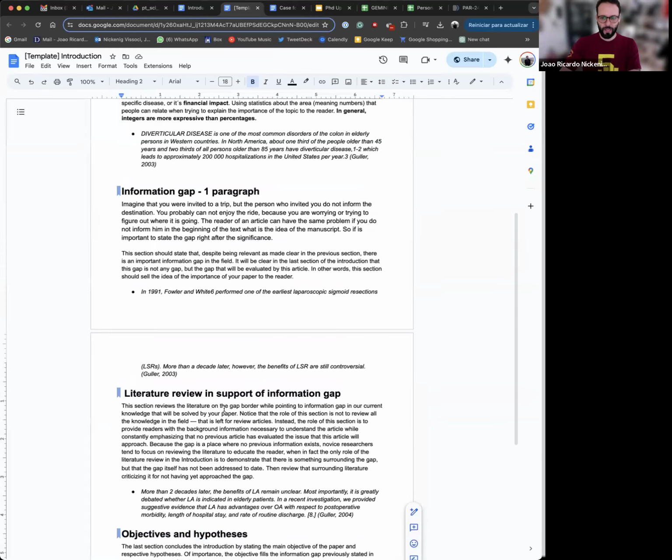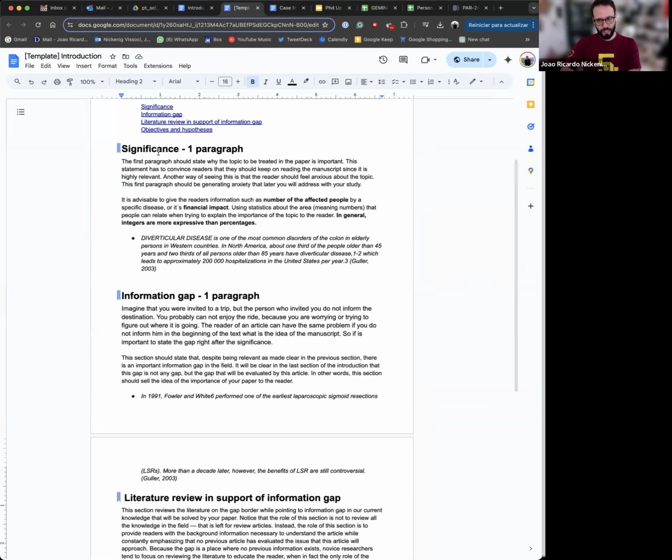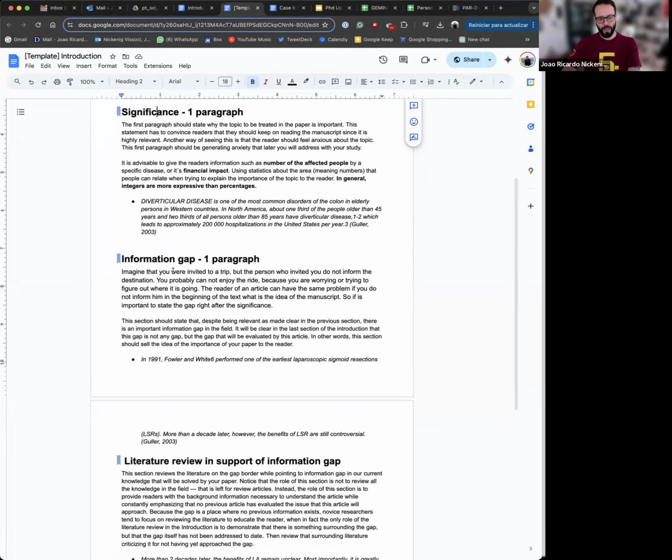A few things are important here. As I mentioned, in the significance, you always want to center on numbers. You always want to use numbers to highlight what you're trying to say. In the information gap, you always want to make it very clear what the gap is. You don't want to hint it. You want to make it clear. If you feel like you need to say, this is the gap, say it, because it's important for you to specify that this is what you're targeting. This is what you want to do.